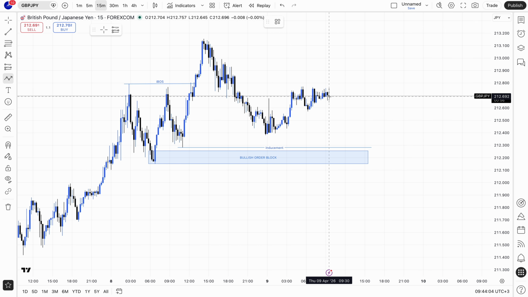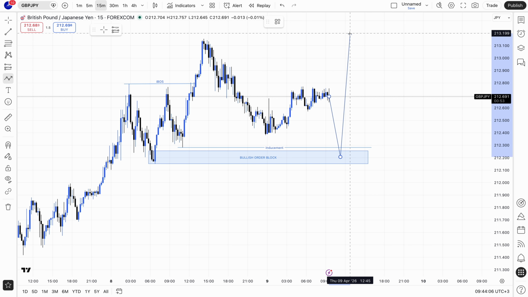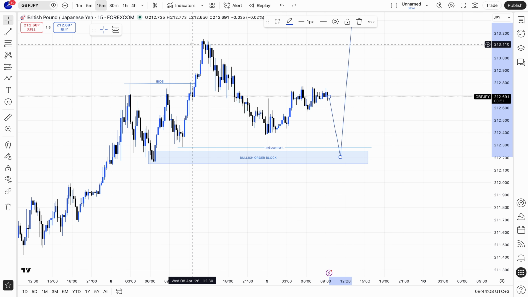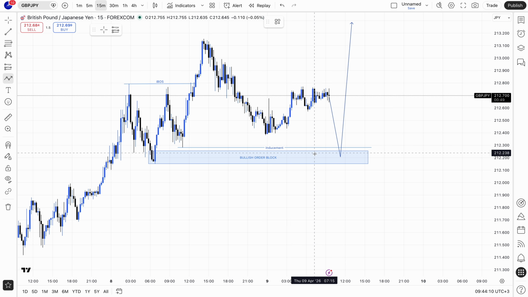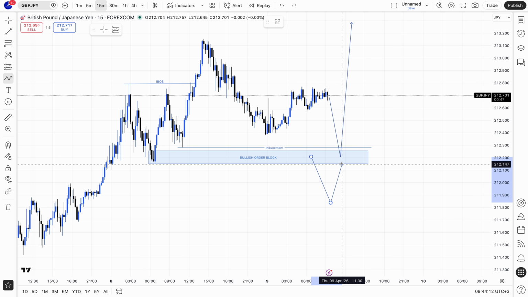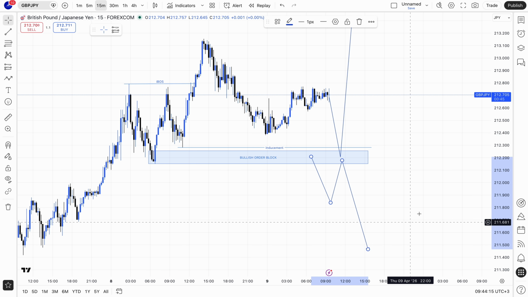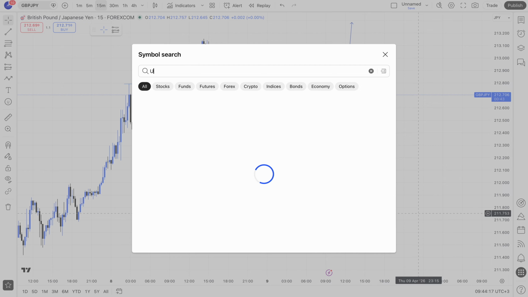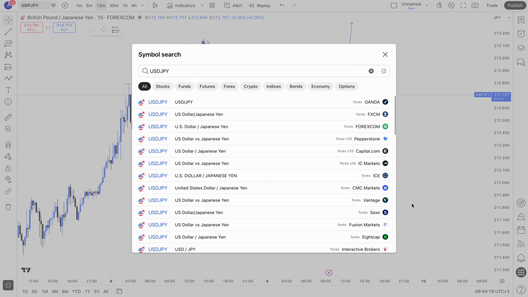Scenario number one, I wait for the price to come back here. Then I'll look for buy confirmation targeting the next swing high. That will be scenario number one. The next scenario, I'll wait for the break, then a retest, then a continuation to the downside. That will be scenario number two.